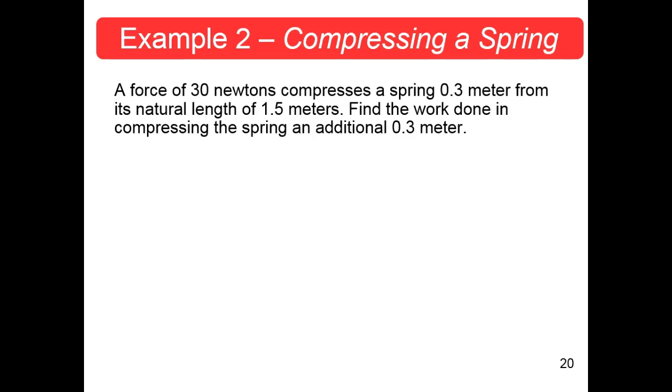A force of 30 newtons compresses a spring 3/10 of a meter from its natural length of 1.5 meters. It's a pretty long spring. Find the work done when compressing the spring an additional 3/10 of a meter. The wording in that is a little strange. What do you reckon the first thing we have to do here? You can approach it several ways. What would be your approach to that problem?